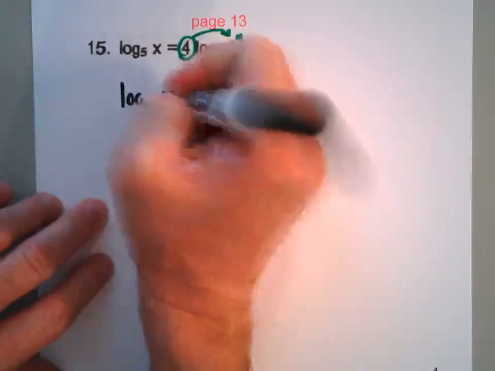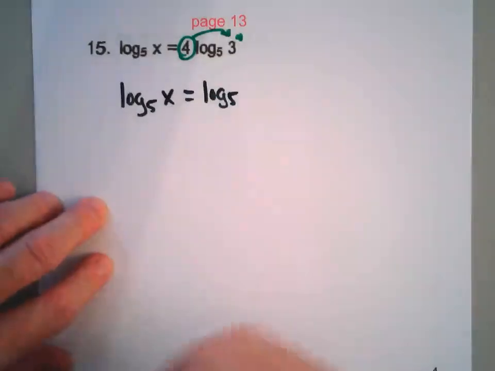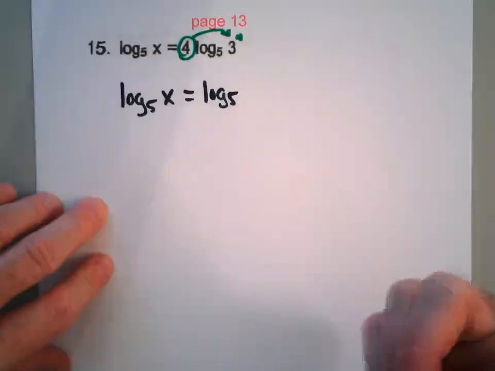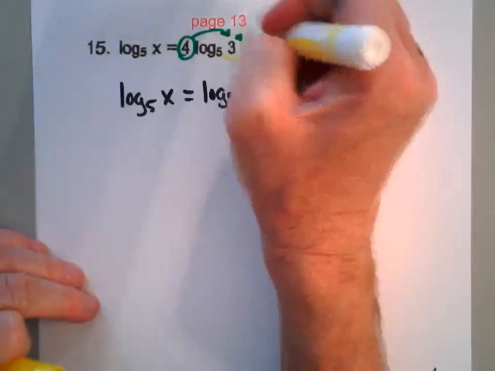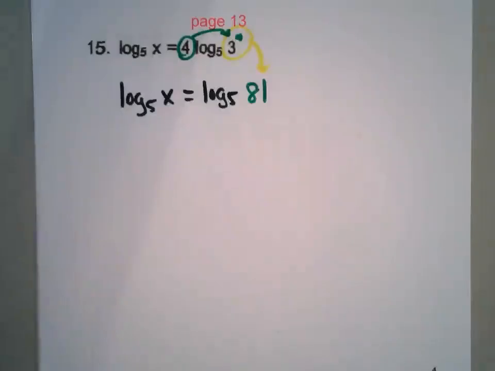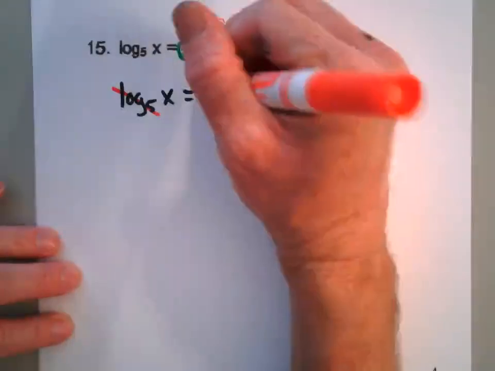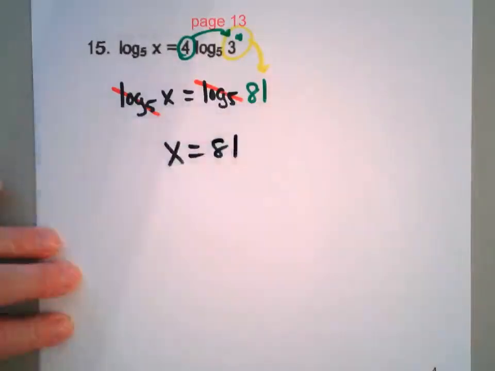Log base 5 of x equals log base 5 of 3 to the 4th power. 3 times 3 is 9 times 3 is 27 times 3 will be 81. So we get an 81, which is from the 3 to the 4th power. That goes right there. We have a log base 5 on both sides, so that's going to cancel with that. And you can see x equals 81.